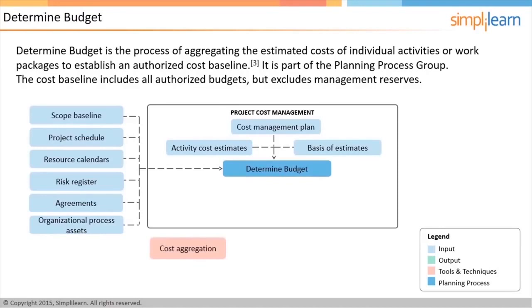Cost aggregation technique involves adding up the costs and aggregating them at the control account level, so that the cost can be managed in a better way. In reserve analysis, once the costs are estimated, some extra amount is added to the estimate as a management reserve to take care of any unplanned activities.